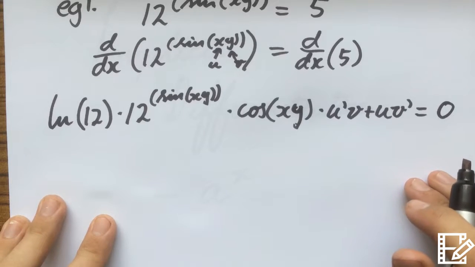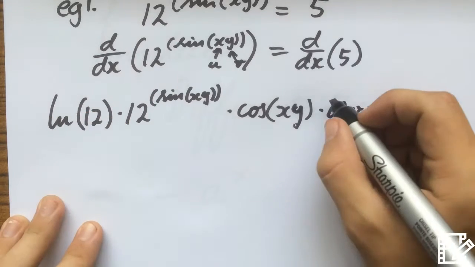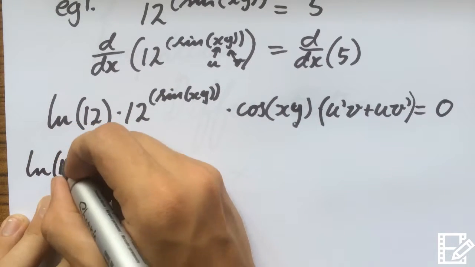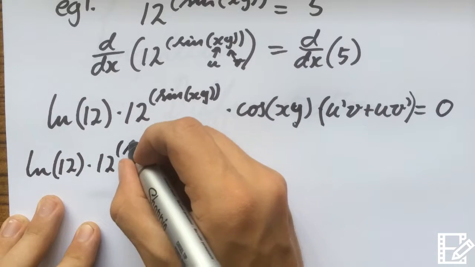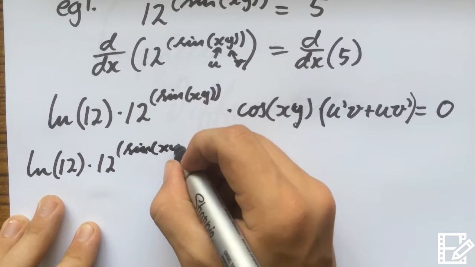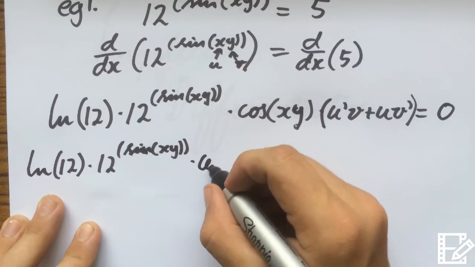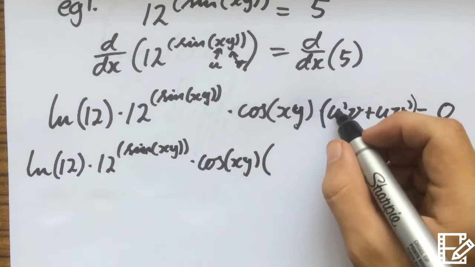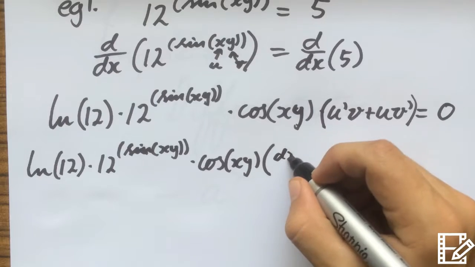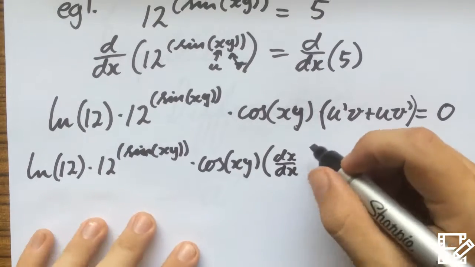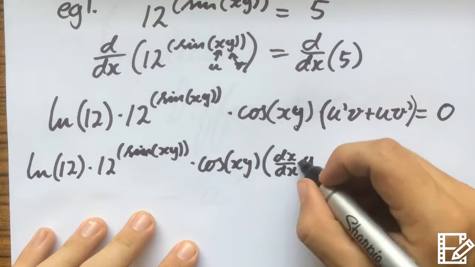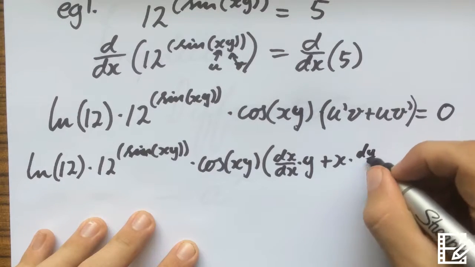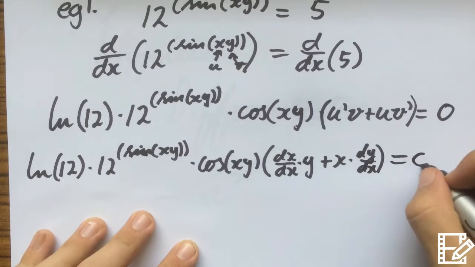Okay, so we've got ln 12 multiplied by 12 to the power of sine xy multiplied by cos xy in brackets. So the derivative of u will be the derivative of x with respect to x multiplied by v, which is y, plus u, which is x, multiplied by the derivative of y with respect to x. That still equals 0.